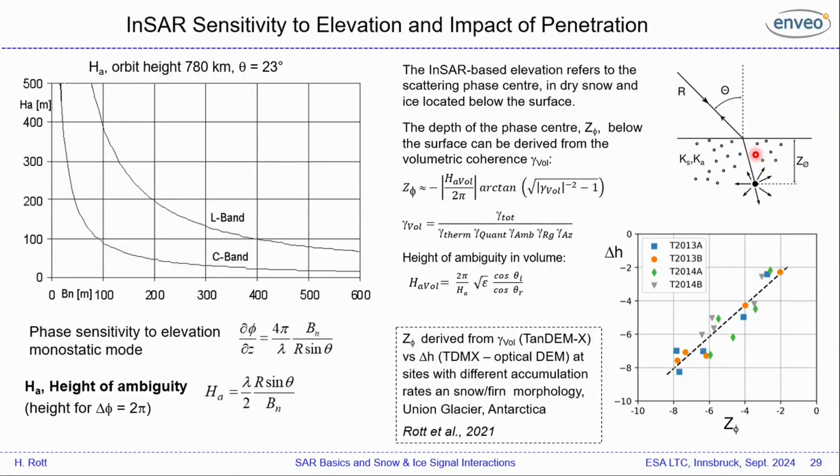Then there's still another point. This is the InSAR penetration. You measure to the position of the scattering phase center, and this is an equation where you compute it on the volumetric coherence. I will come back to this.